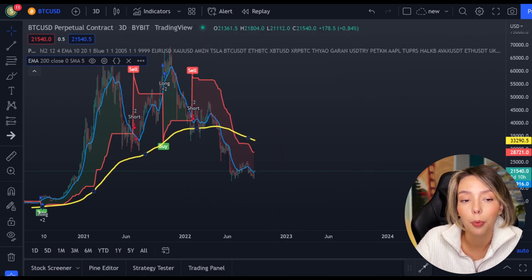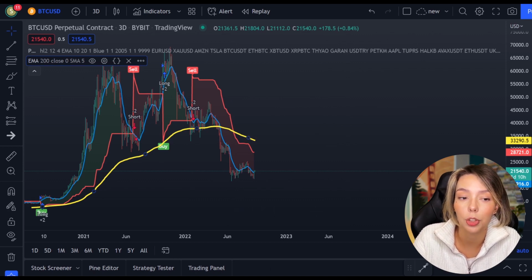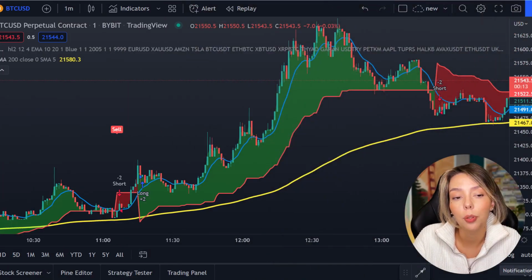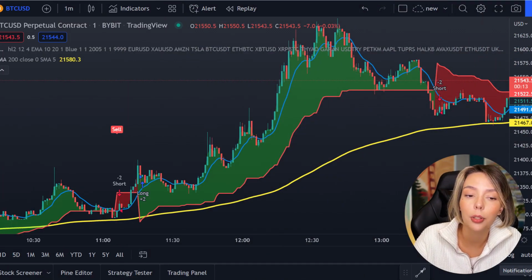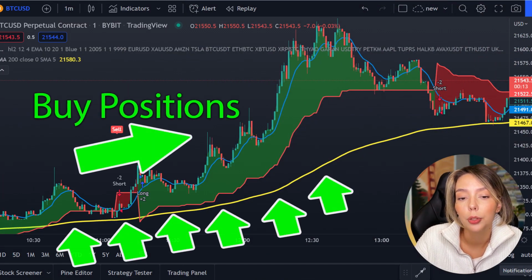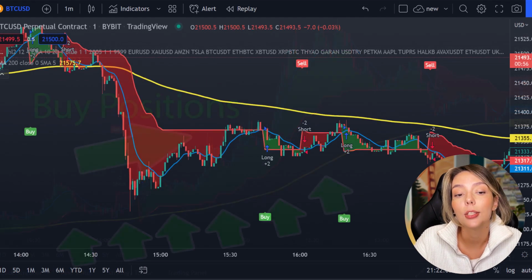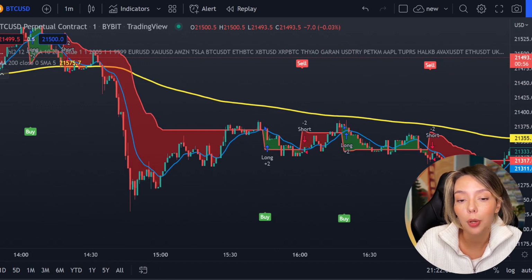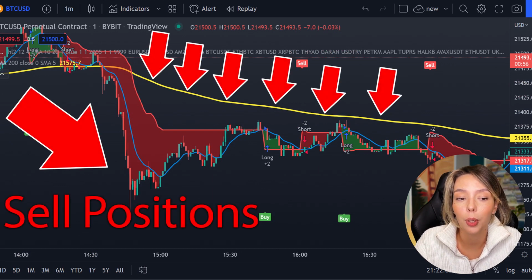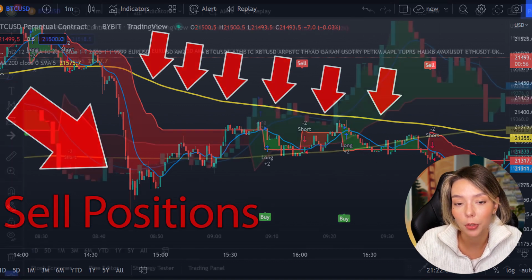Okay, now that both indicators are in place, we can start right away on the strategy. The first rule is clear and simple. As long as the price moves above the 200 EMA indicator, we only open buy positions, and as soon as the price moves below the 200 EMA indicator, we only open sell positions. I will start now by explaining a buying position.